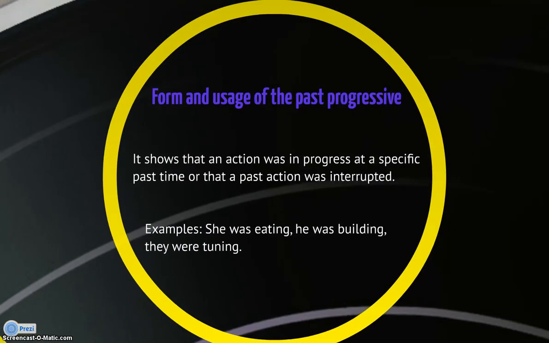The form and usage of the past progressive. It shows that an action was in progress at a specific past time or that a past action was interrupted. When we conjugate them, we use the auxiliary to be and we add ing at the end of the base form. For example, she was eating, he was building, they were tuning.